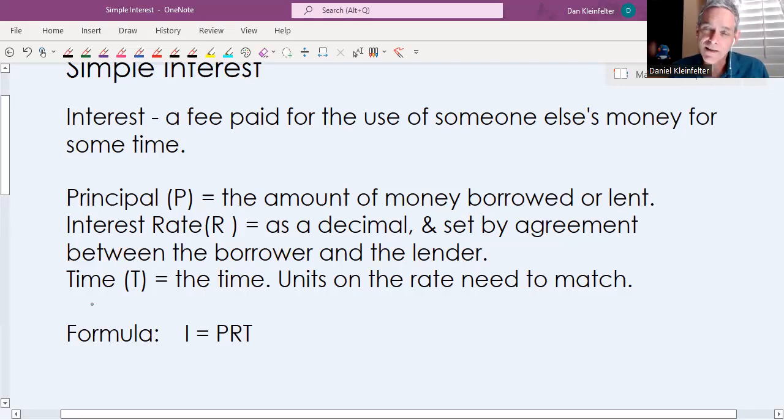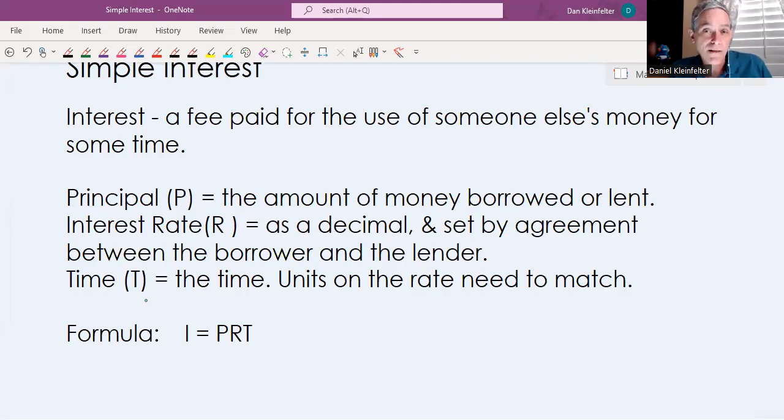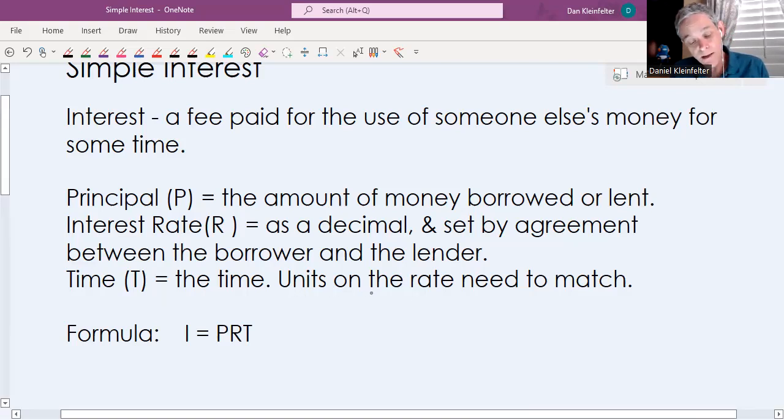The other facet of the calculation is going to be time, which is T in our formula. That's the amount of time the money is borrowed. If you're going to borrow $600 for 6 months, you're going to be using that money for 6 months. If you borrow $600 until next Friday when you get paid, then that's a lot less time, and so it should earn less interest. An important thing to note is that the units on the interest rate, percent per year or percent per month or whatever, need to match the units on the time. And we'll discuss that more in a minute when we have an example.